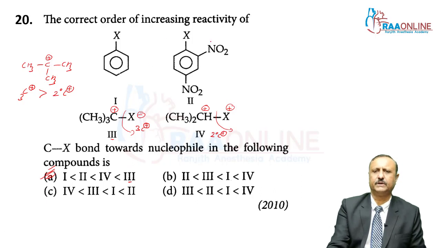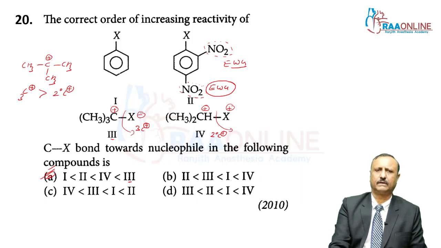Here my dear students, 2 is more active than 1. Why? Because 2 has an electron withdrawing group, called EWG group. Two electron withdrawing groups are attached with this benzene ring. So my dear students, the second is more active than 1. So in question number 20, which was asked in NEET 2010, the answer is A.